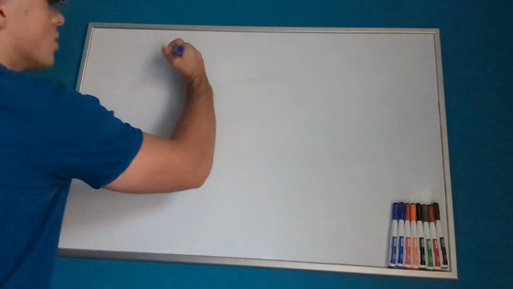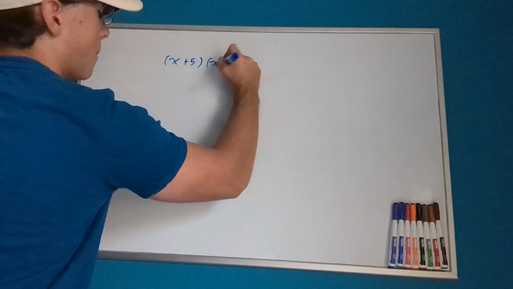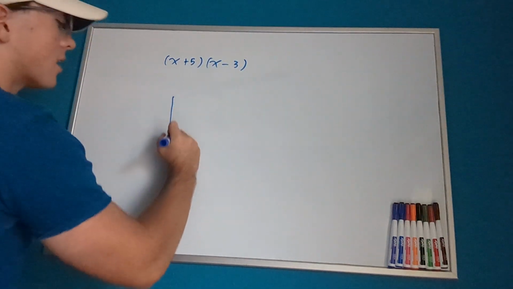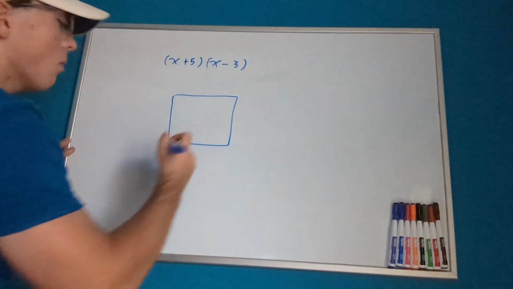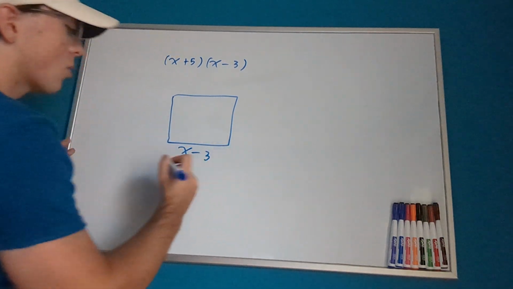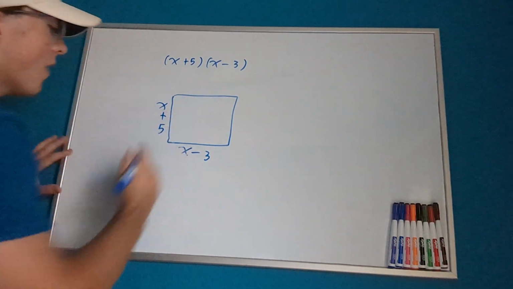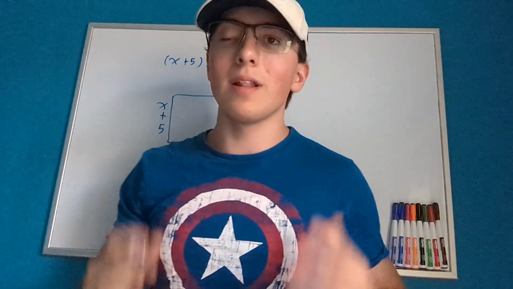Meaning, if we go back to the x plus 5, x minus 3 example, I'm not going to do it again, but essentially what we're doing is we are finding the area of a square with the side lengths x minus 3 and x plus 5. And that is why we FOIL and how we FOIL.